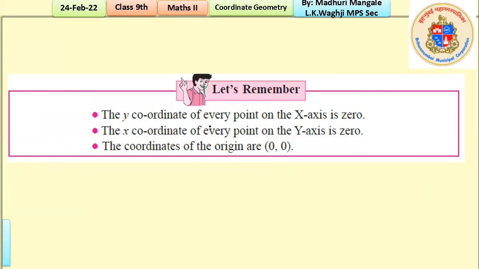So any point which is lying on the x-axis, it is of the form x comma 0. So notice the y coordinate here will be always 0. Likewise, any point which lies on the y-axis, it is of the form 0 comma y. So notice the x coordinate is always 0. And then remember the axis, the point of intersection of both the axes, the point where both the axes meet, it is called the origin, and the coordinates are 0 comma 0.